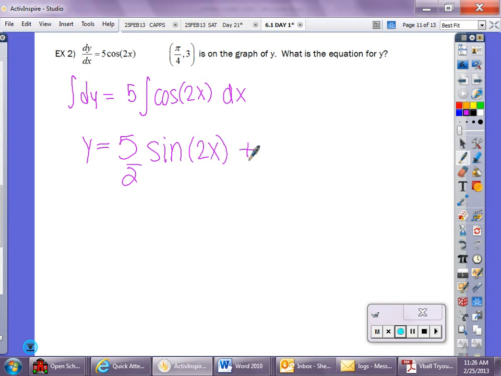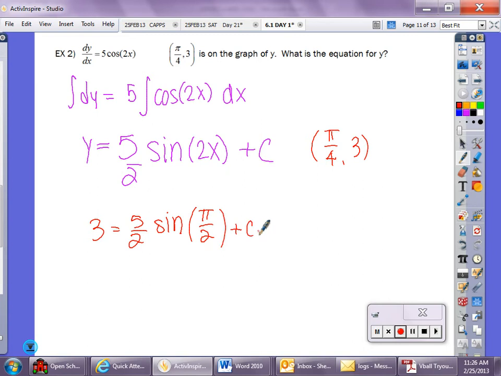Beautiful. Perfect. Alright. Make sure you don't get confused with your negative because that starts to get very confusing. And then we're going to substitute in the point pi over 4 comma 3. So 3 equals 5/2 sine, and if I put in pi over 4, I end up actually getting pi over 2. So I'm going to do that in one step.